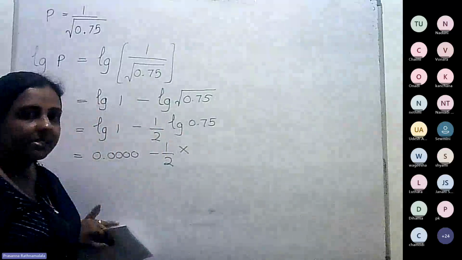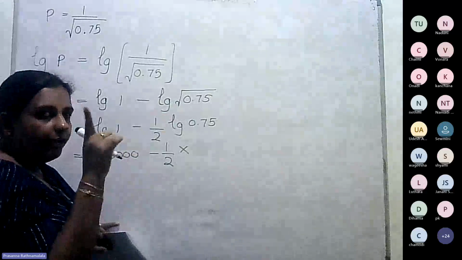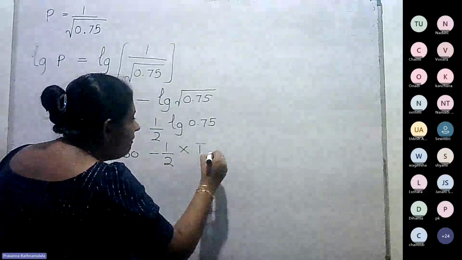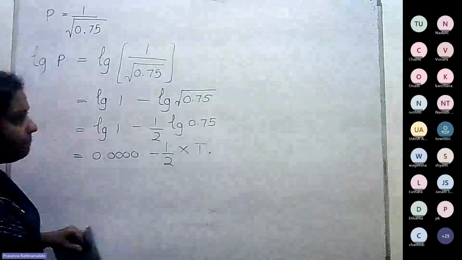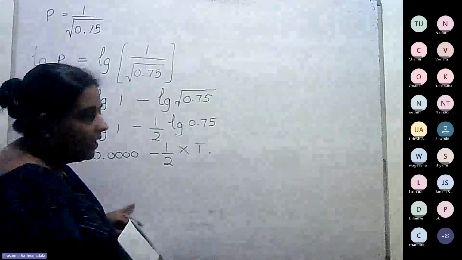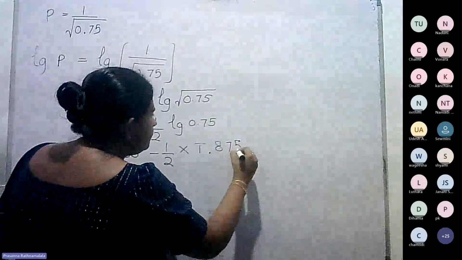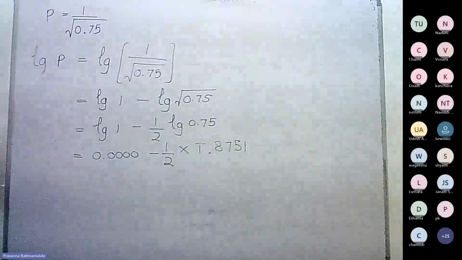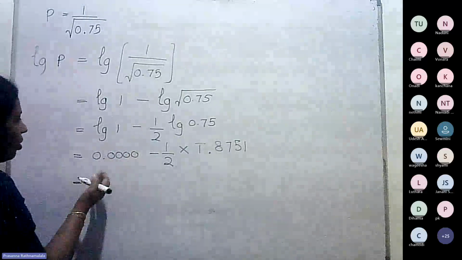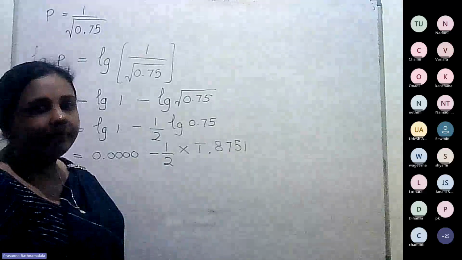That is a number less than 1. You know that when there is a 1 0, then you write that as negative 1. The characteristic is bar 1. Bar 1 point 8751. Then you simplify.